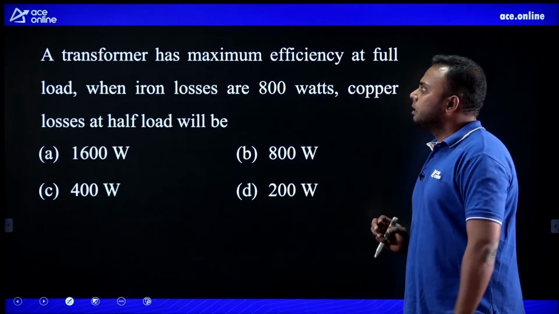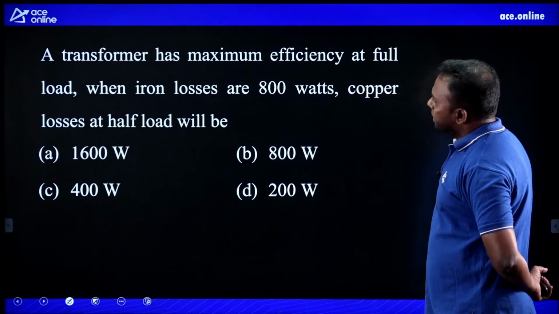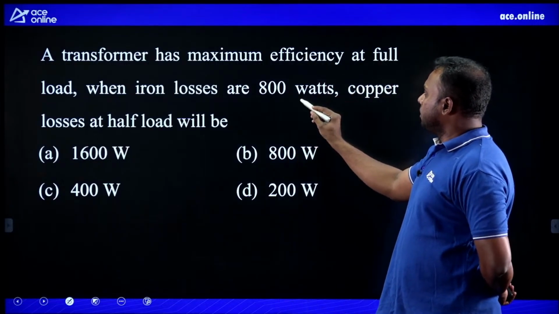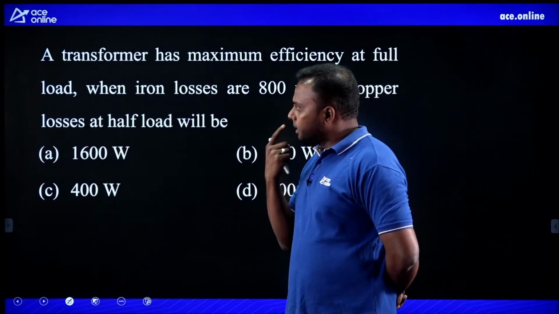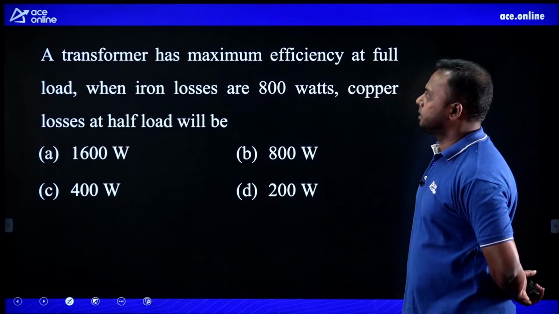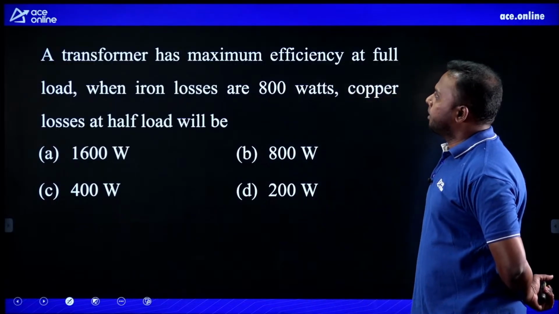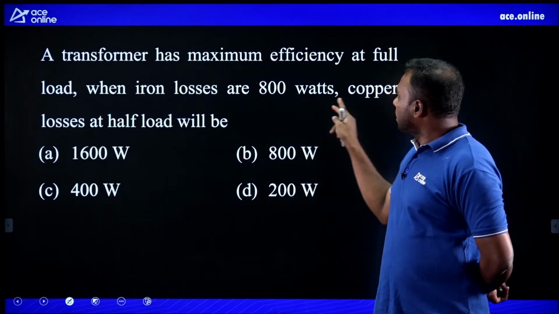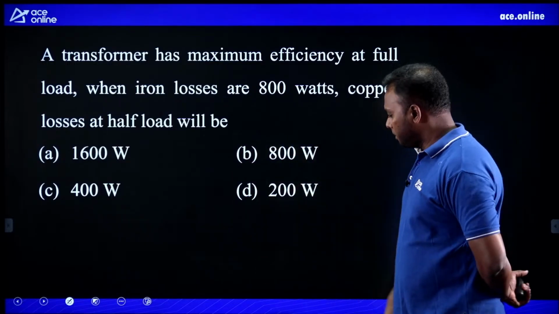See the question. A transformer has maximum efficiency at full load when iron losses are 800 watts. Copper losses at half load will be dash. A transformer has maximum efficiency at full load. Then what is the copper loss at half load? How much? Answer.